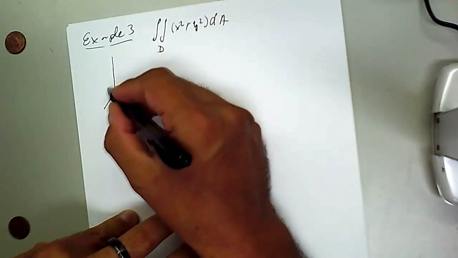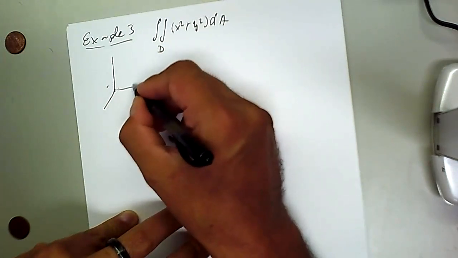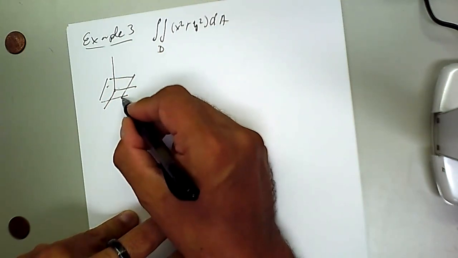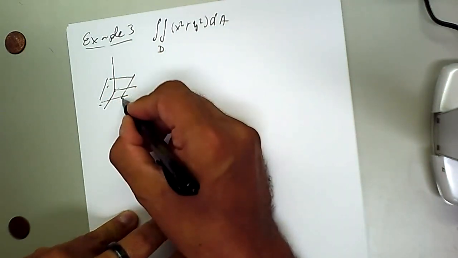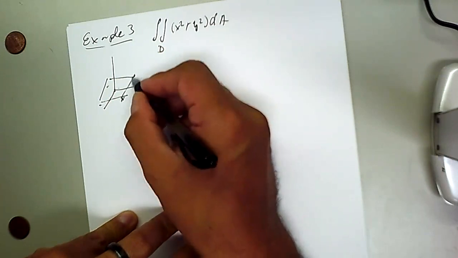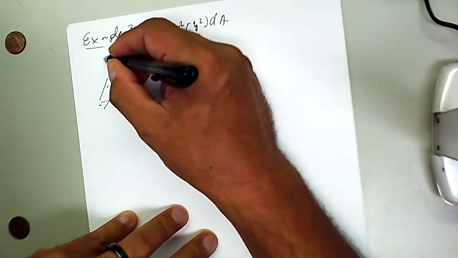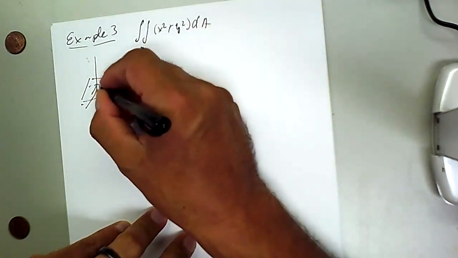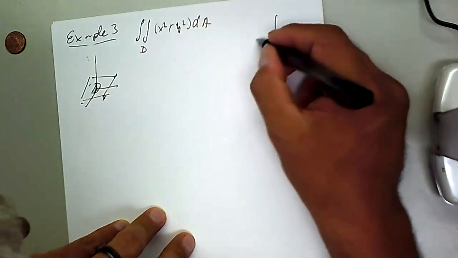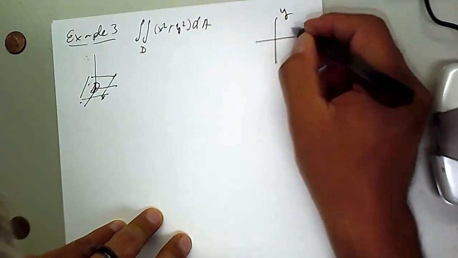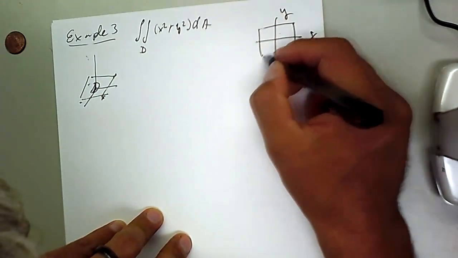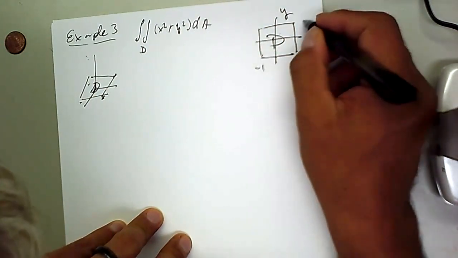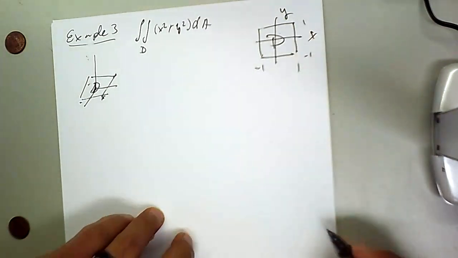D is going to be the square from -1 to 1 on the y's, from -1 to 1 on the x's, and then the parabola is going to be sitting on top of this. So let me draw another picture. So D is this guy. I'm going to draw a couple pictures of D. On the x, y plane, a top view, D is going to be this, from -1 to 1 on the x's and from -1 to 1 on the y's. That's going to be D.